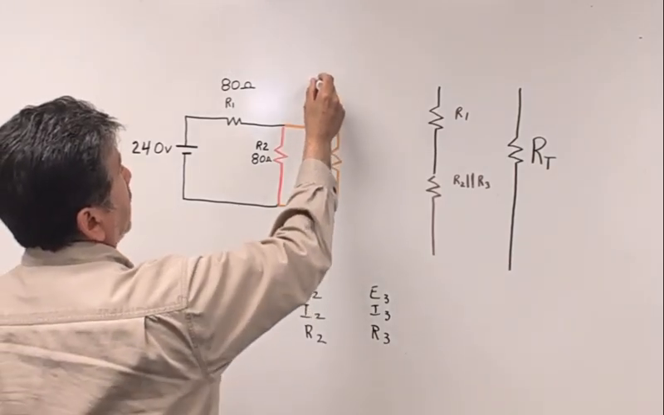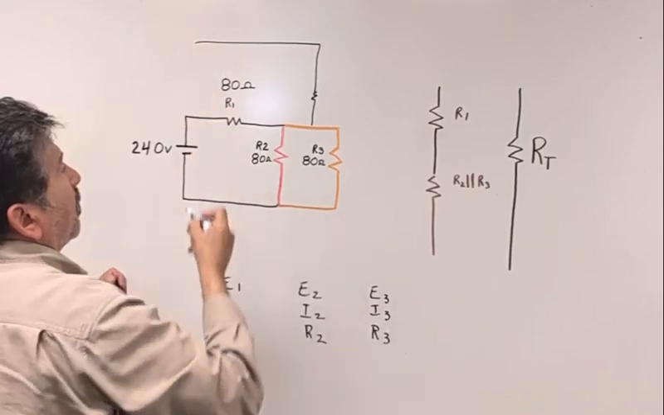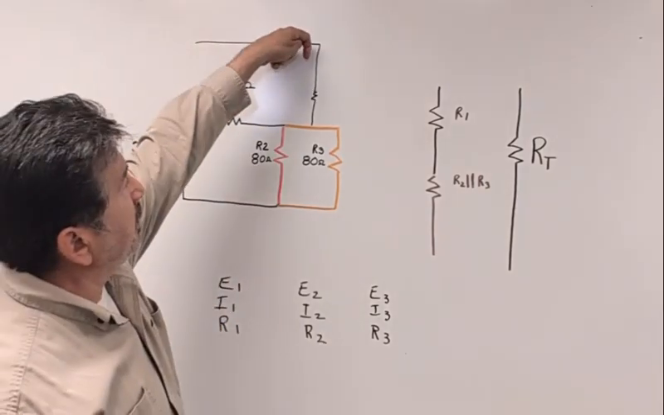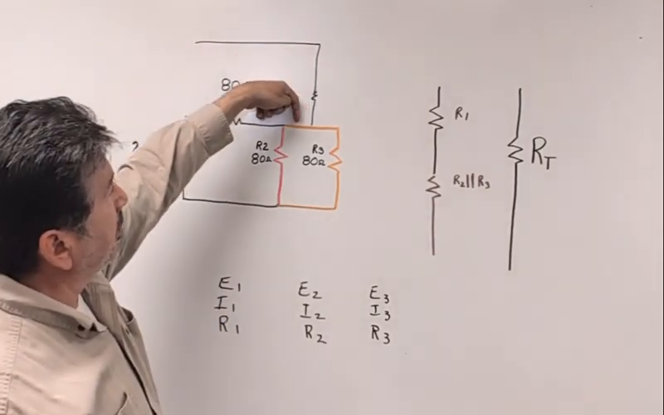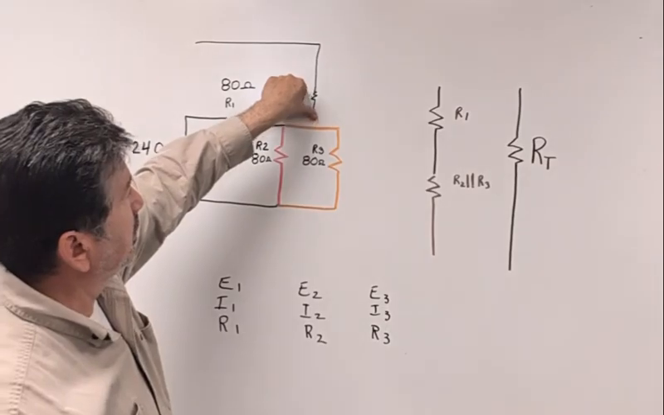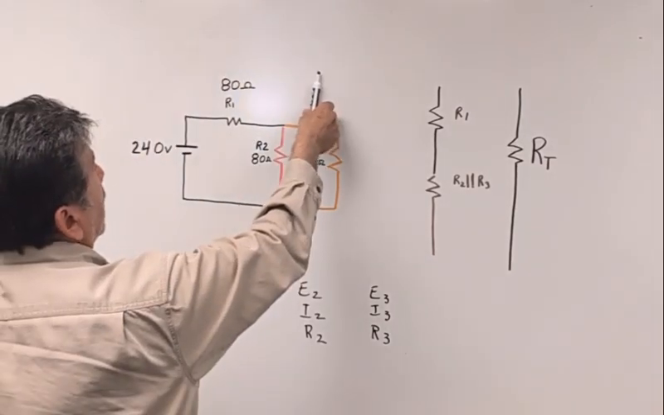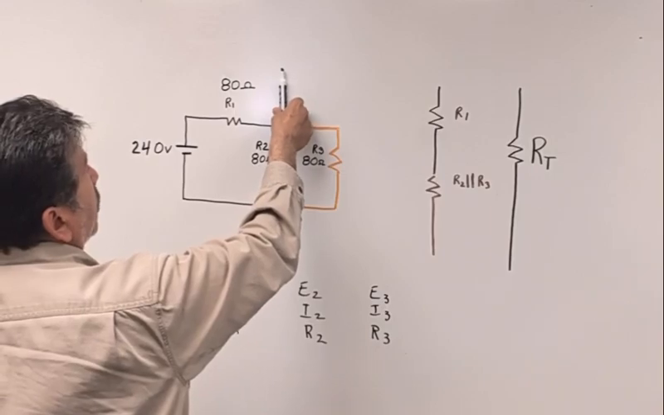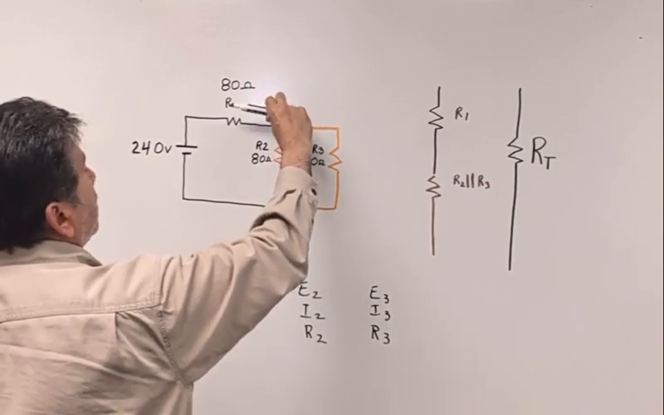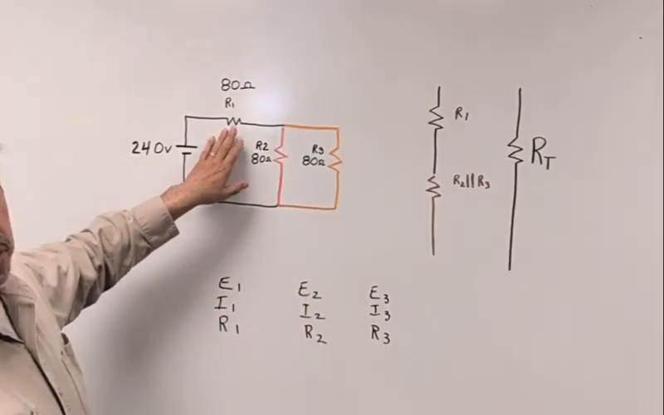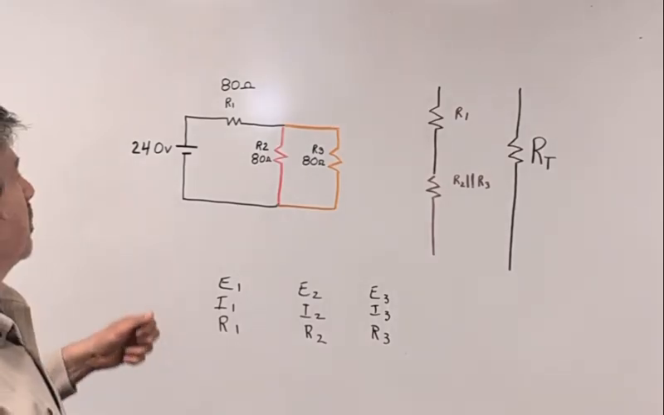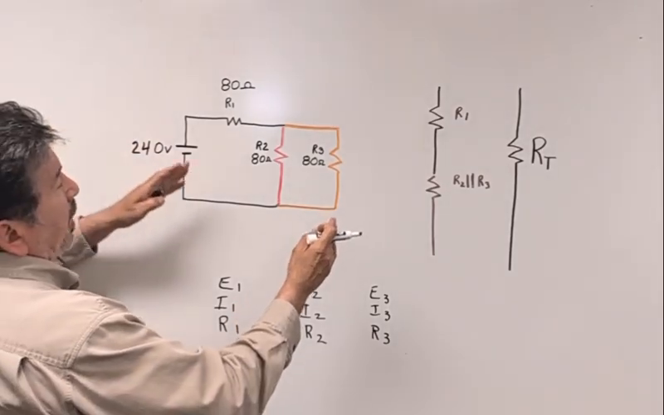my resistor was here, right? And it was very easy to see that when I got here, the current had to split. Well, this is the exact same problem. All I did was slide my wire over and bend that leg. So it is the same problem as earlier. So I'm going to do the same thing.